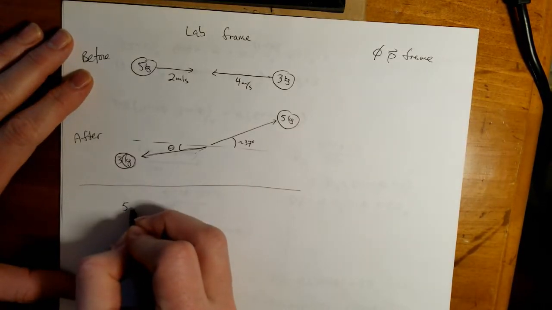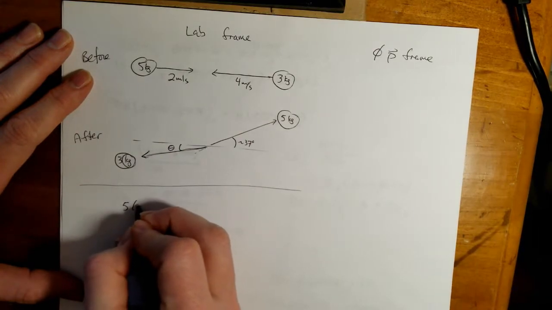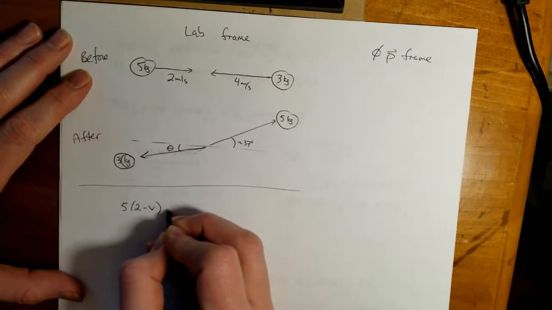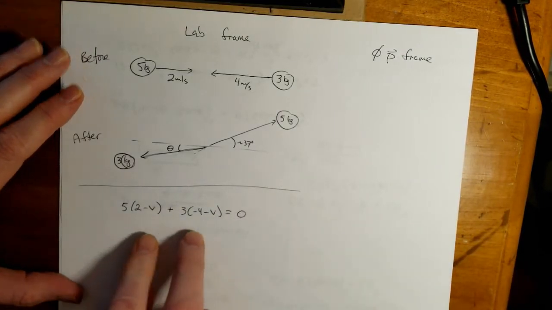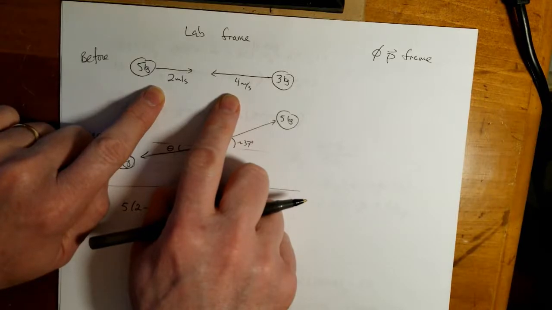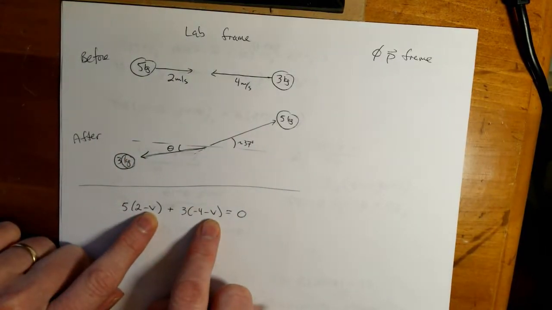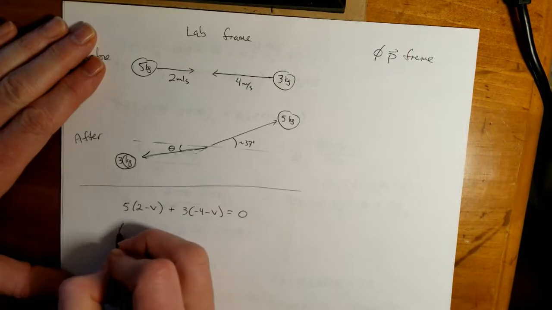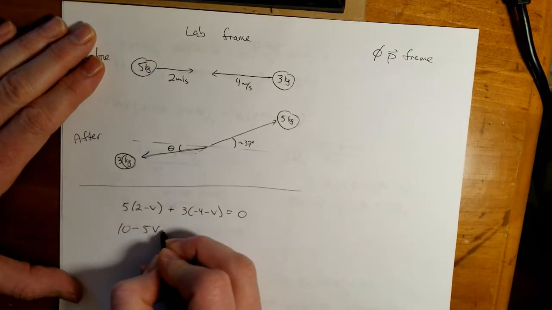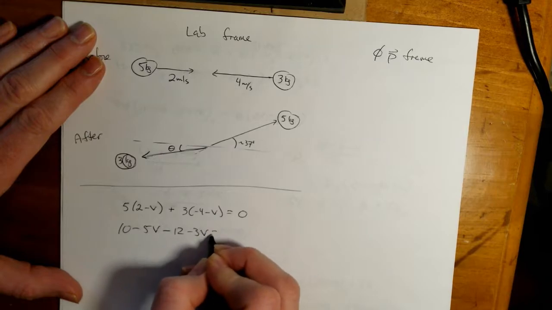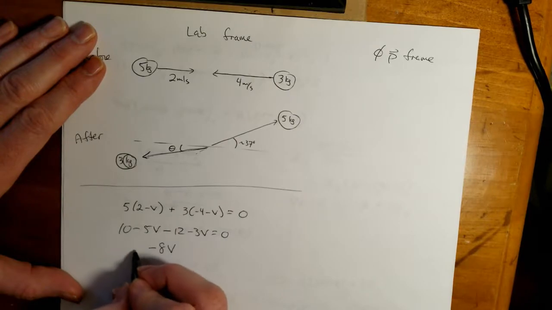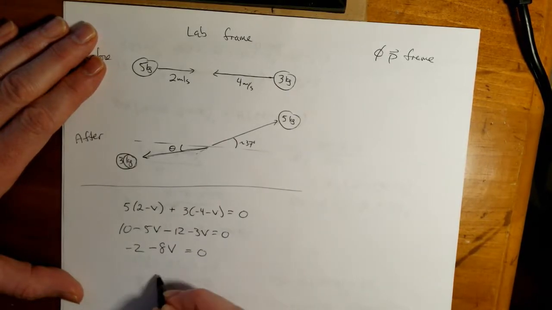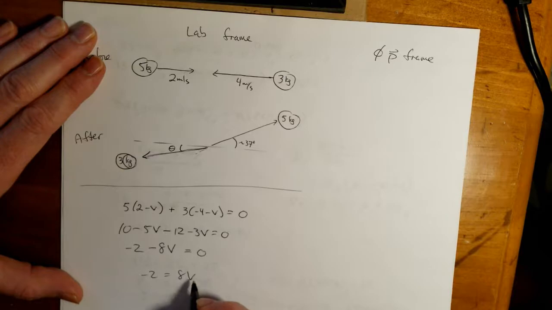So I'm going to shift it: 5 times (2 minus v) plus 3 times (negative 4 minus v) equals 0. Basically, I'm going to shift the velocities by some value v in order to have a total momentum of 0. So I have 10 minus 5v minus 12 minus 3v equals 0, negative 8v. So I have negative 2 minus 8v equals 0, negative 2 equals 8v, v equals negative 1/4.